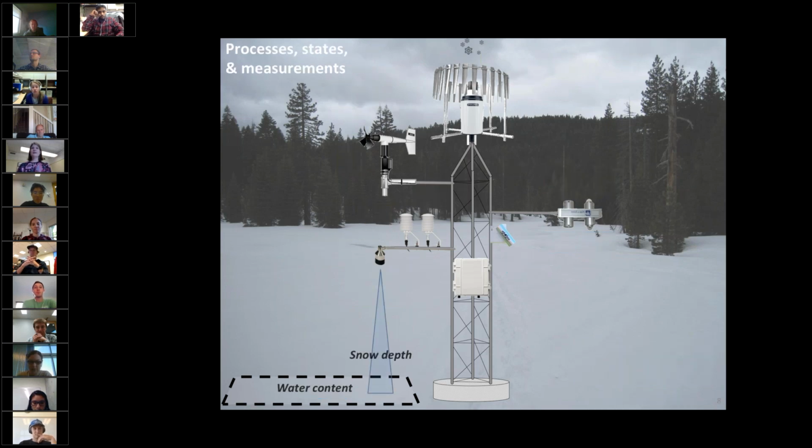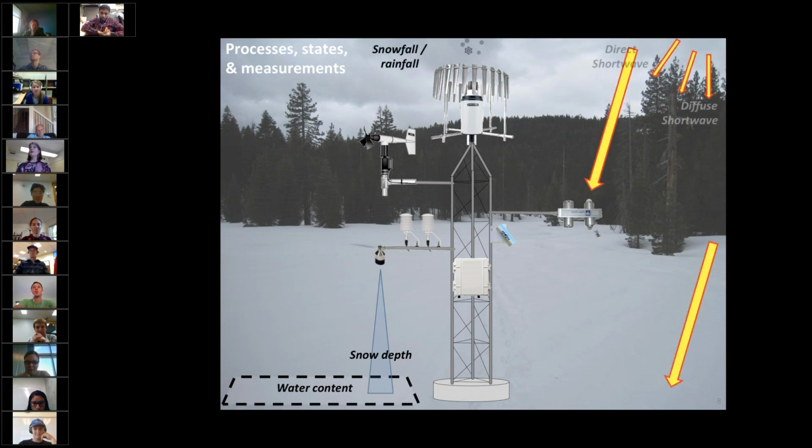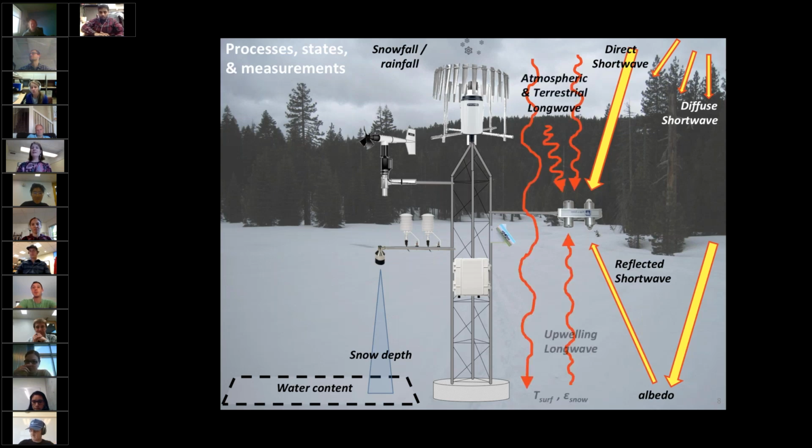So here it is in operation. It's measuring snow depth, measuring snowfall. This is just because Mark is really good at PowerPoint. It's measuring direct shortwave radiation, reflected radiation, atmospheric and terrestrial long wave, upwelling long wave, which gives us an idea of the surface temperature and the emissivity of the snow.